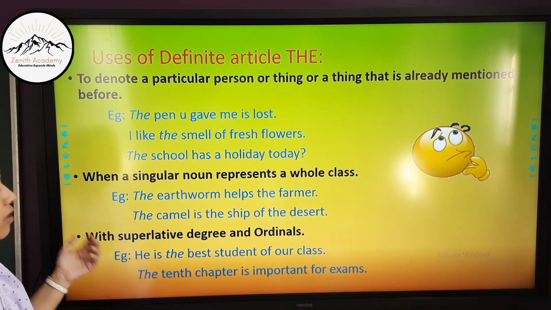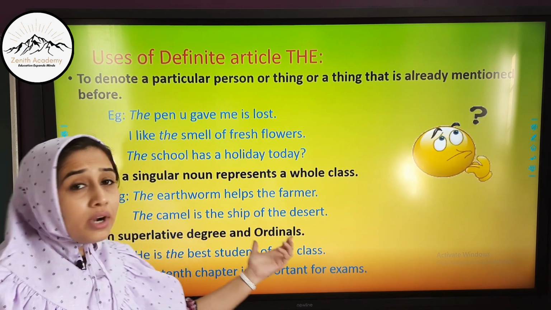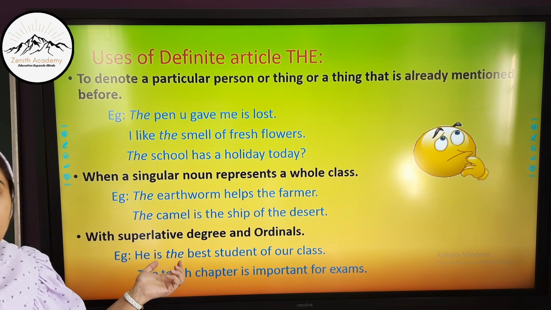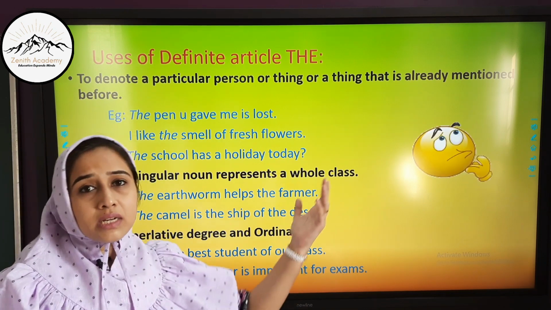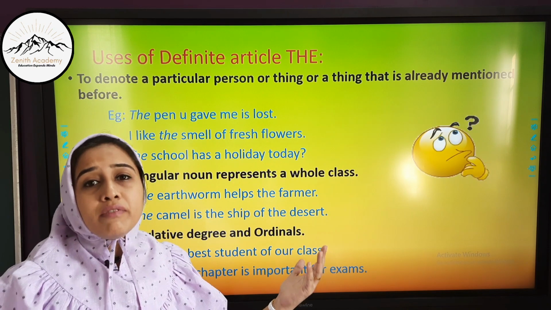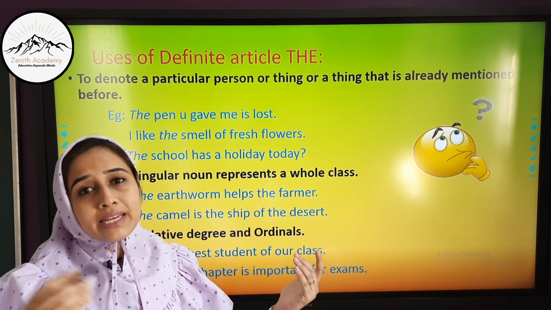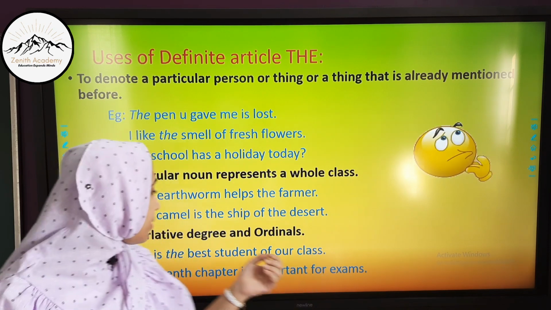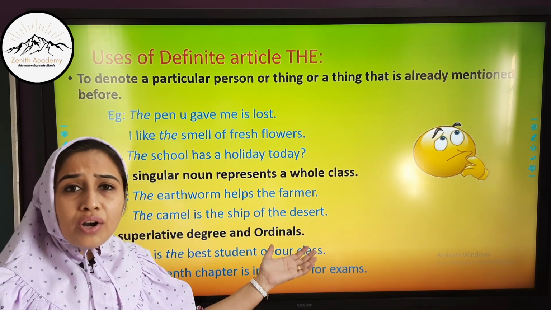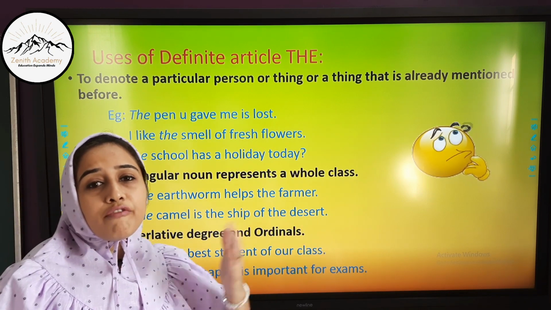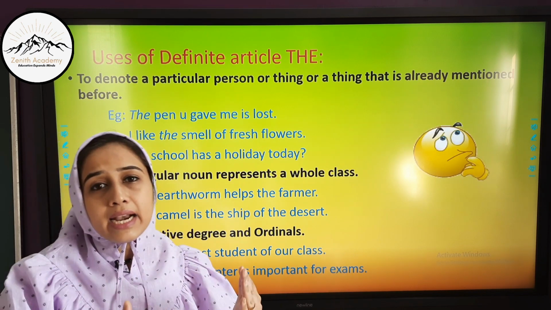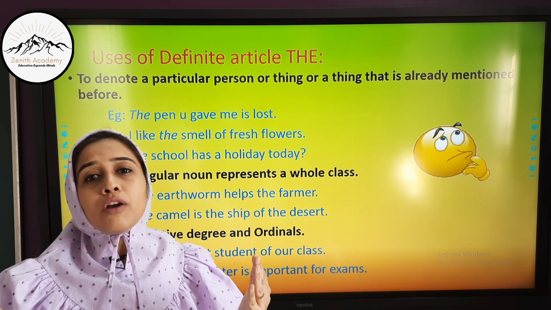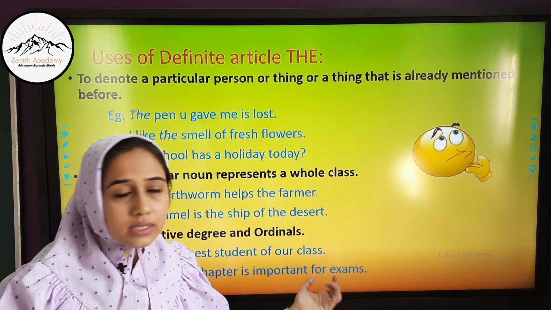The next one is with the superlative degree and ordinals. Now the superlative degree is like we have good, better, best. So best is the superlative degree. We will study degrees also, so please check our video for degrees. And ordinals: ordinals are numbers like one to first. You have two, so we say second. So first, second, third, fourth, these are called ordinals.